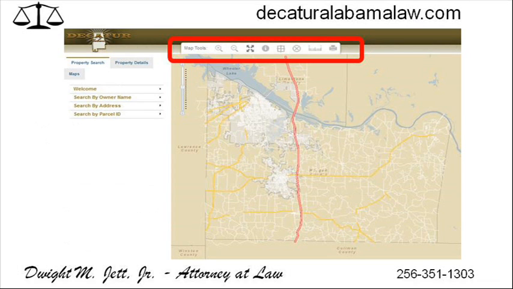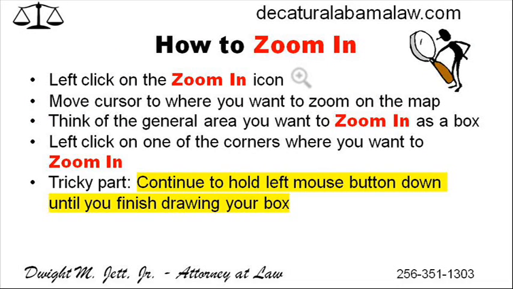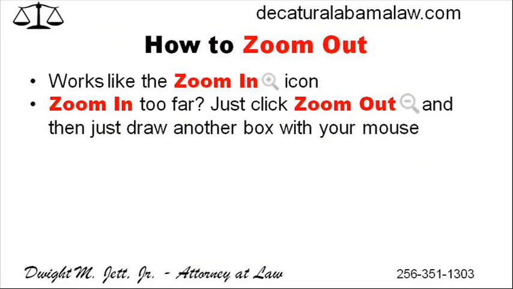Zoom in. Left click on the zoom in icon. Move the cursor to where you want to zoom into on the map. Think of the general area you want to zoom in as a box. Left click on one of the corners where you want to zoom in. The tricky part with zoom in is you have to continue to hold your left mouse button down until you finish drawing your box. Zoom out works like the zoom in icon. If you zoom in too far, click zoom out and then redraw the box with your mouse.